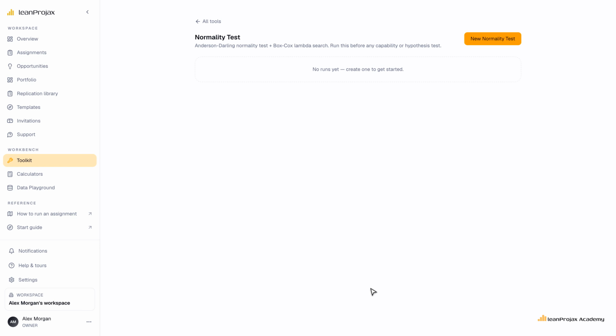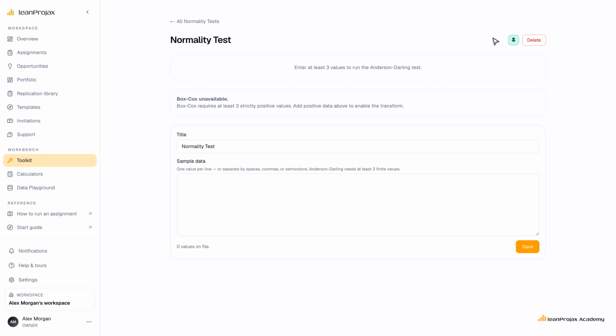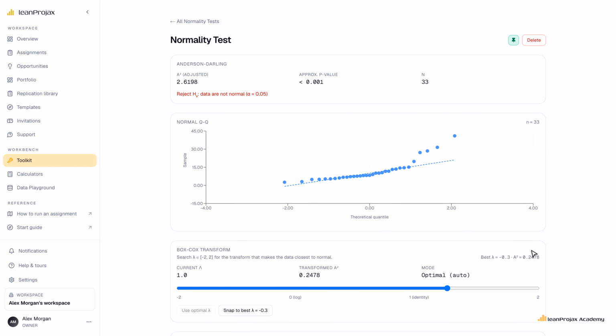Paste and save. Anderson Darling. A squared, 2.6198. Approximate p-value, less than 0.001. Reject the null. The data are not normal. And the QQ plot shows you why at a glance. If this data were normal, those dots would sit on the dashed line. They bend away from it at the top, and that bend is exactly what a long right tail looks like.